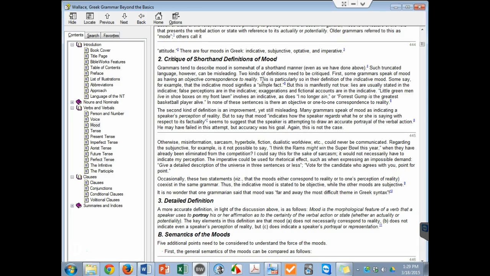The second kind of definition is an improvement, but it's still misleading. That is, we say that it indicates the speaker's perception of reality. But again, he critiques that because misinformation, sarcasm, hyperbole, fiction, dualistic worldviews could not be communicated if that's the only thing that was true.